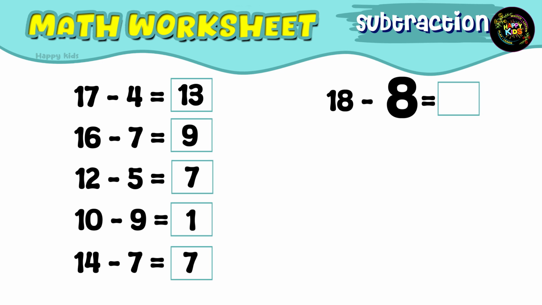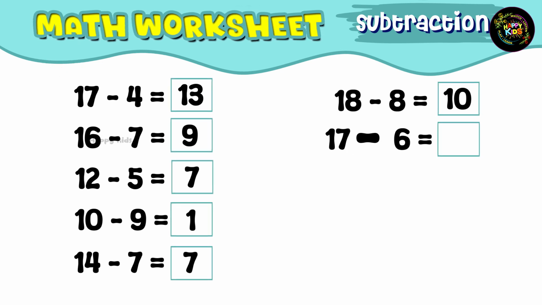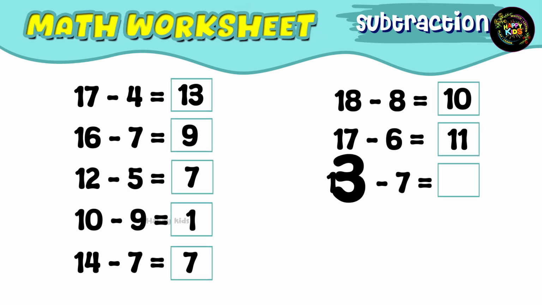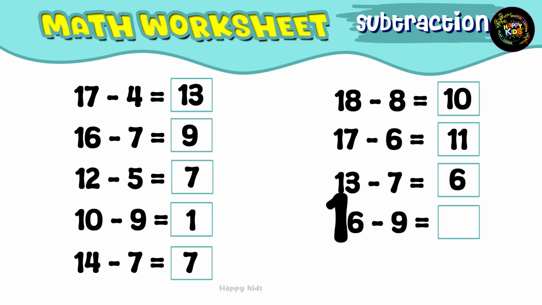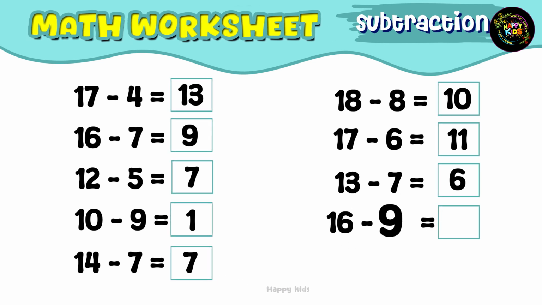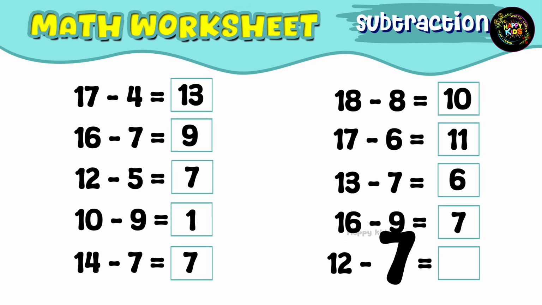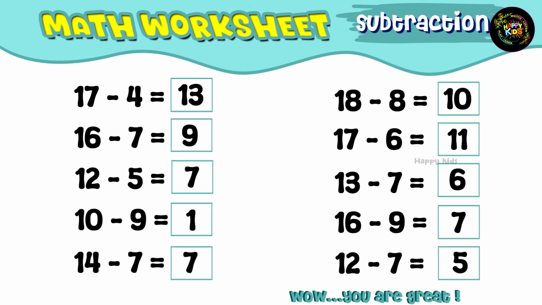18 minus 8 is equal to 10. 17 minus 6 is equal to 11. 13 minus 7 is equal to 6. 16 minus 9 is equal to 7. 12 minus 7 is equal to 5. Wow, you are great.